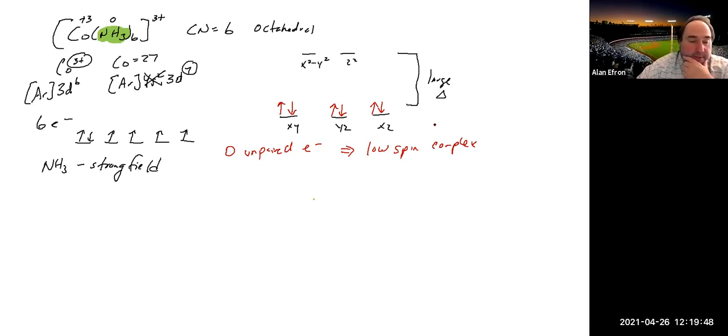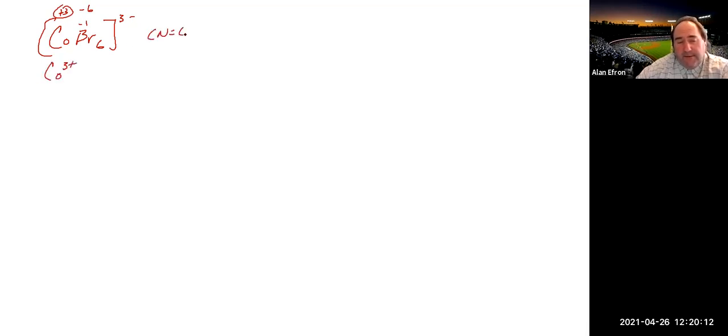Now, looking at the other one that we saw, cobalt Br6 3 minus. In this case, bromine is -1. There's 6 of them, so that's a -6. So our cobalt is going to be +3 in this case. Coordination number also 6. Also going to do our octahedral splitting, with our lower d orbitals and our higher d orbitals here, which will be our squares.